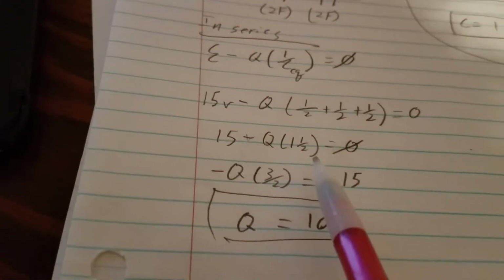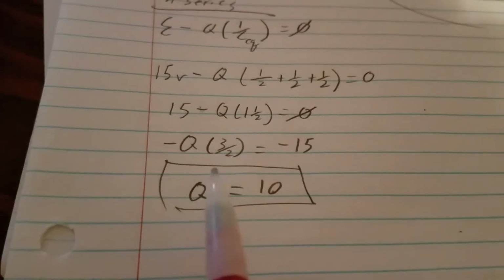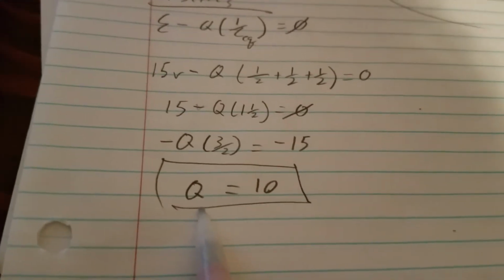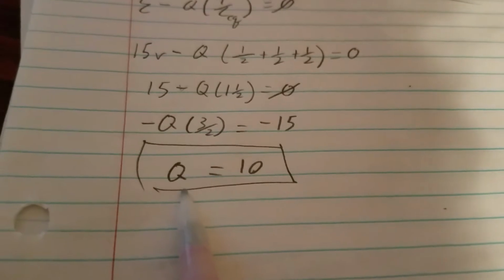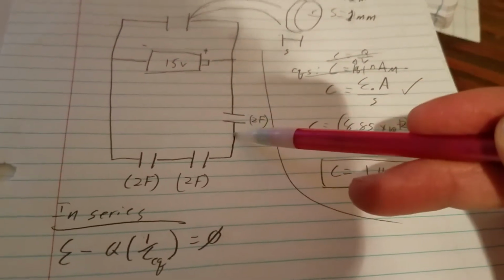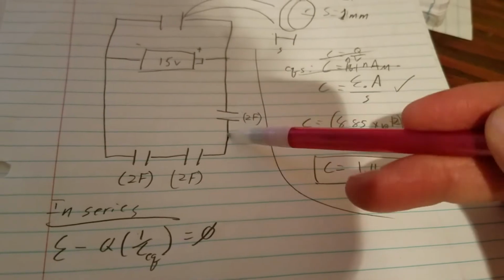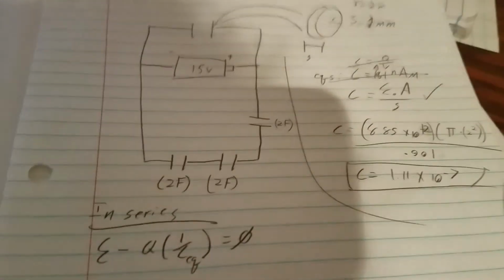Do some fun math, which is really easy, and just add up 1 half, 1 half, 1 half. We end up with 15 minus q times 1 half equals 0. Do some basic algebra, and we end up with q, which is the total charge shared between all of them, as 10. So all of these individual capacitors have a charge of 10 on each side. Negative 10, positive 10, negative 10, positive 10, negative 10, positive 10, and it goes all the way around and goes back and completes the circuit.